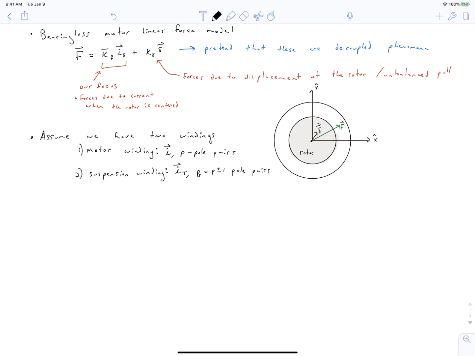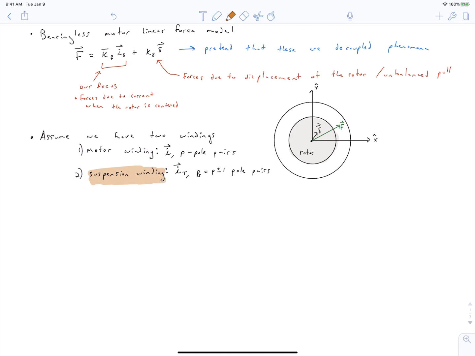Again, we have two windings that are sharing slot space in our stator. So these are two separate windings. Each winding is three phases and is controlled with its own set of currents. So the first winding is the motor winding, and we denote the currents in that winding using the current space vector of I. And this winding is designed to have P pole pairs. And the second winding is our suspension winding.